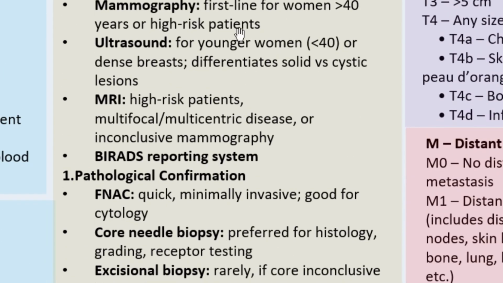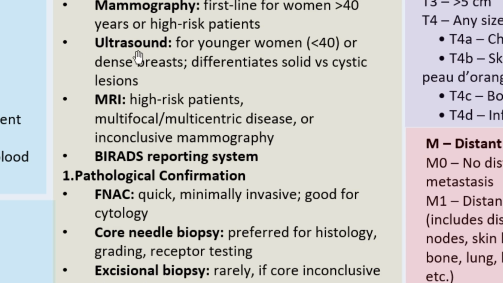Then on the imaging, we want to do a mammography, that is first line for women over 40. And we don't do a mammography in women less than 40 years because this is radiation. And most of the time, you're exposing this person to radiation, and when you expose them to radiation in a highly proliferative tissue, this can increase the risk of malignant transformation in what was otherwise normal tissue.